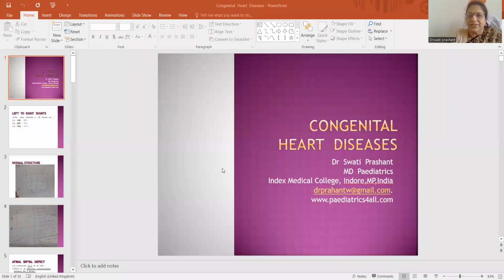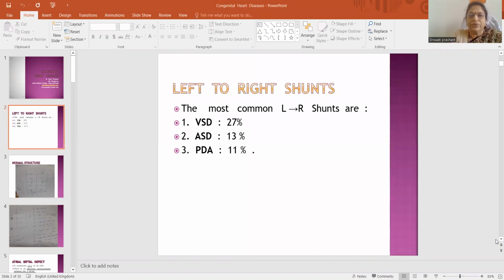We'll start with congenital heart diseases. The most common congenital heart disease in children is ventricular septal defect, as we very well know. We can divide congenital heart disease into acyanotic heart disease and cyanotic heart disease. Acyanotic heart disease comprises left to right shunts and stenotic lesions, but left to right shunts are the most common ones, that is VSD, ASD, and PDA.